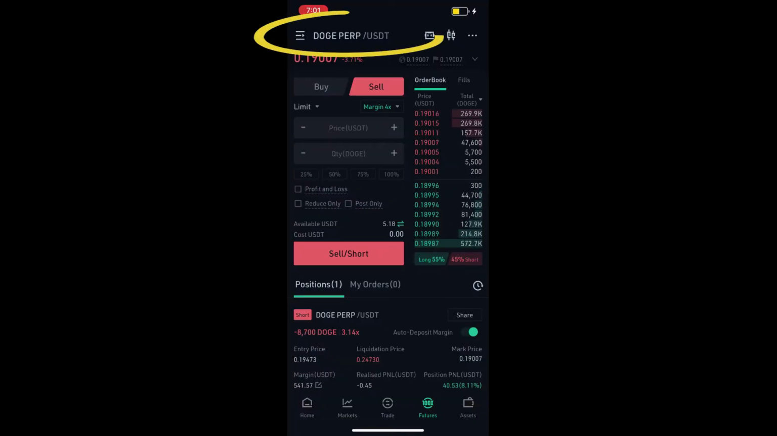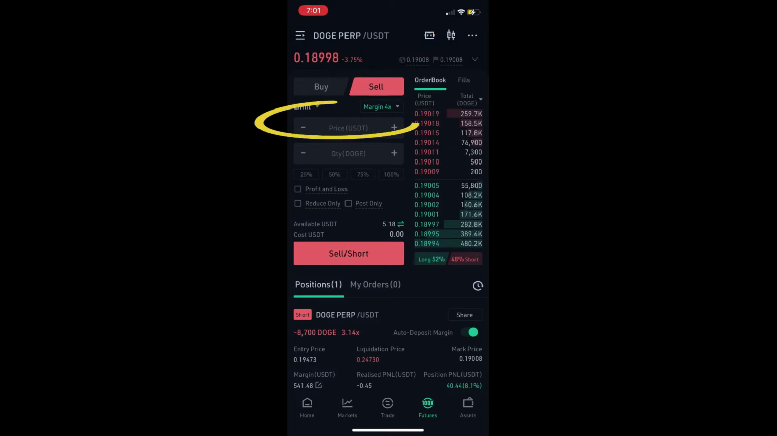At the top of the screen, we have the name of the pair that I'm trading, which is the Doge and USDT pair, perpetual contract. In the limit box, I'm going to enter the price at which I want to enter into this trade. I can simply do this by clicking on any of the prices in the order book.